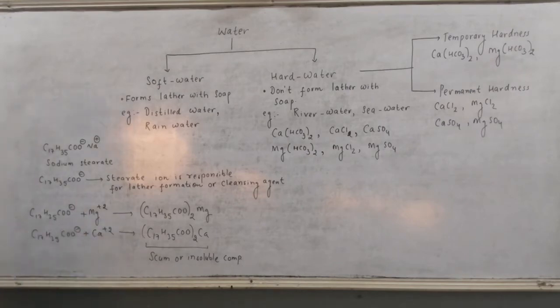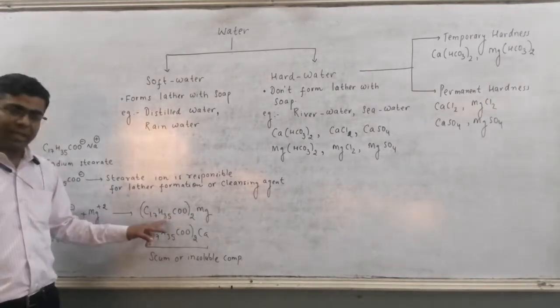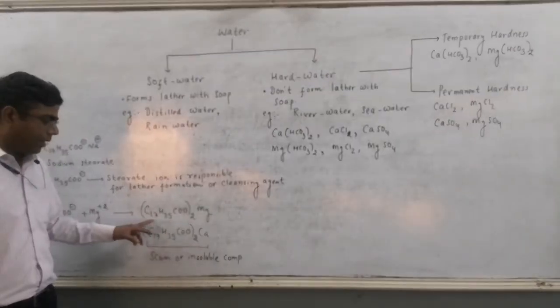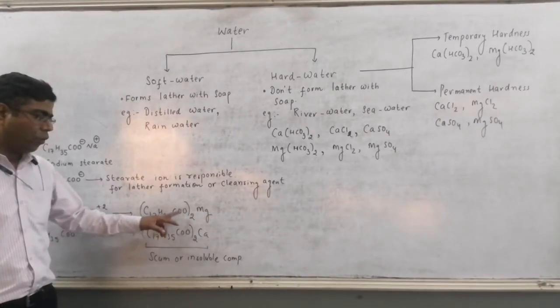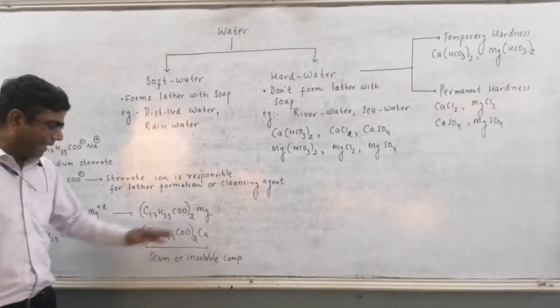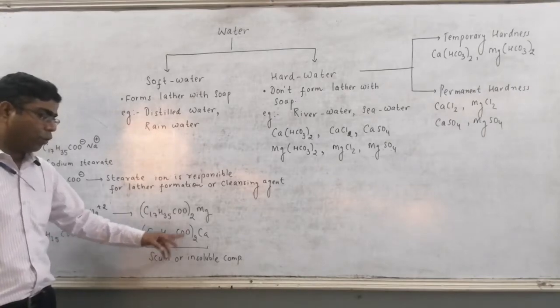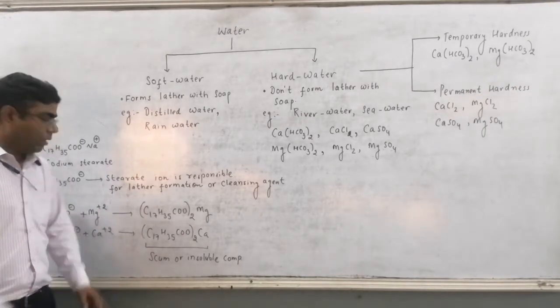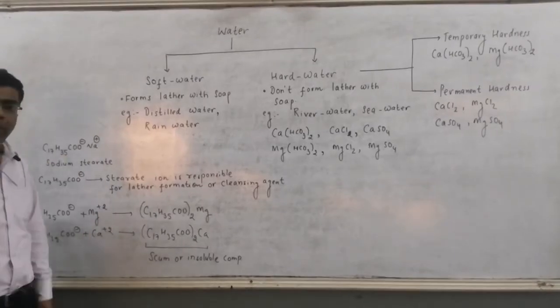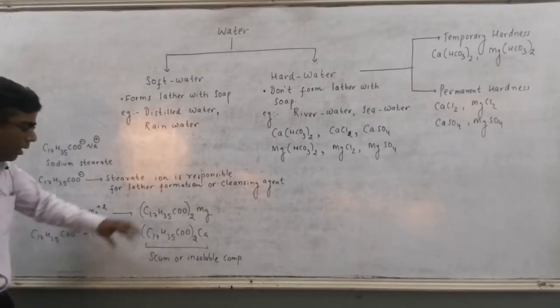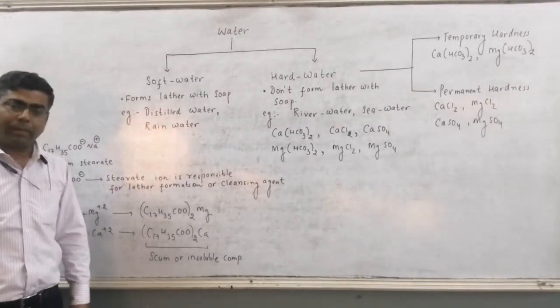This Mg+2 ion or Ca+2 ion from the hard water combines with the stearate ion, as a result of which we obtain magnesium stearate, having formula (C17H35COO)2Mg, and calcium stearate, that is (C17H35COO)2Ca. The sodium stearate salt was water soluble, but these salts are not water soluble.